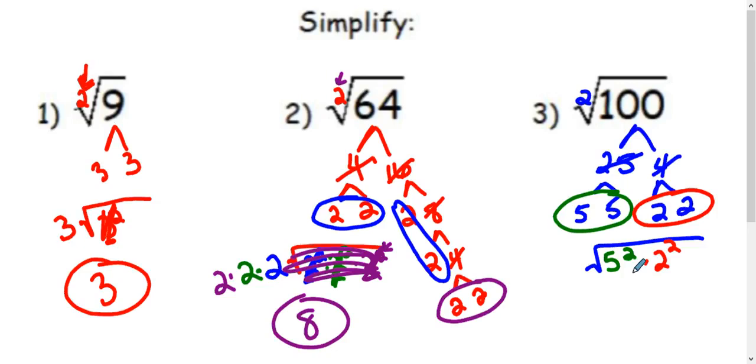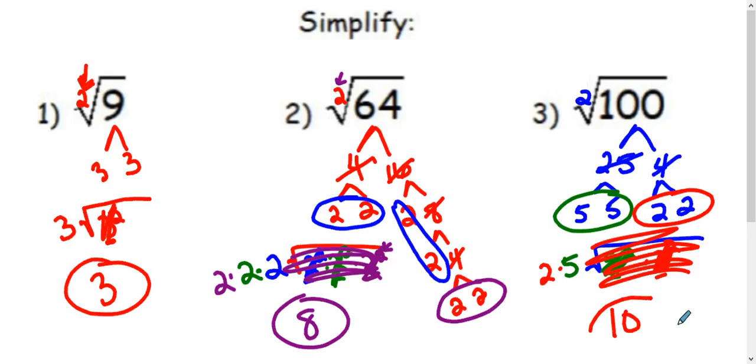And when that happens, when your exponent matches your index, you can take the base outside of the radical. So I'm going to take the base of 5 outside, and inside it cancels. I can also take this base of 2 outside, and what's inside cancels. So now everything inside canceled, we no longer have a radical, and 2 times 5 is 10. So the square root of 100 is 10.